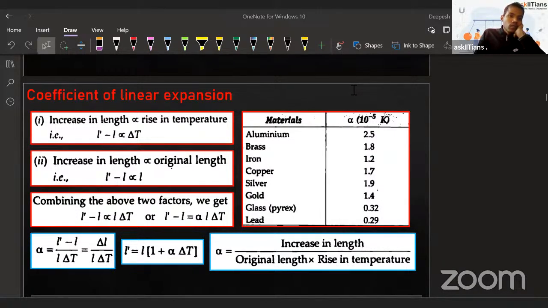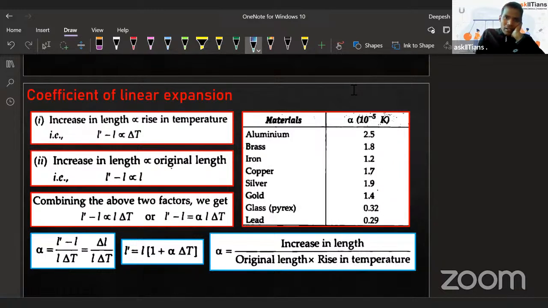Now let's try making the formula. We will be making a formula for the coefficient of linear expansion. What is a coefficient? Basically, it's a number which is different for different types of metals or whatever basically you are using. You will see it's a different number for all of them. Why? Have a look. First of all, the increase in length or the change in length of a body depends upon the rise in temperature of the body. Okay. So it depends upon the rise in temperature.